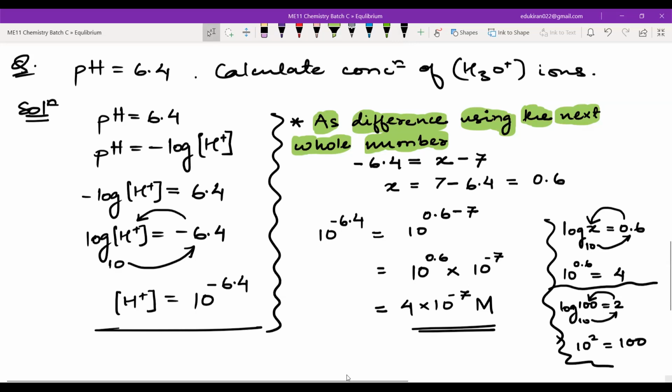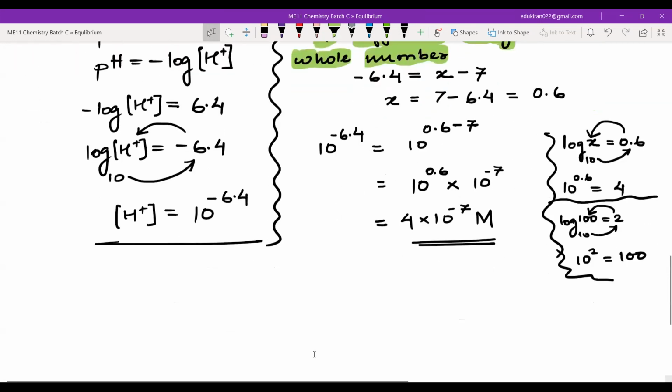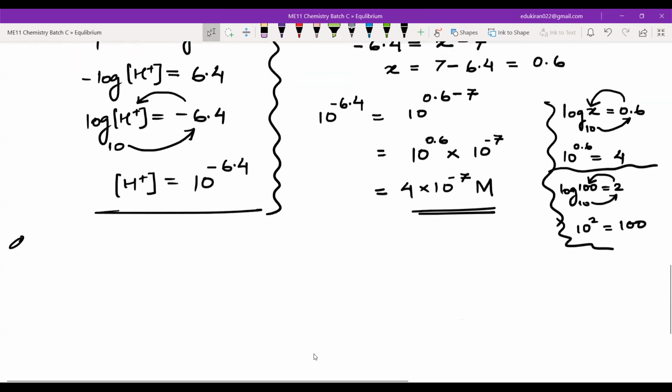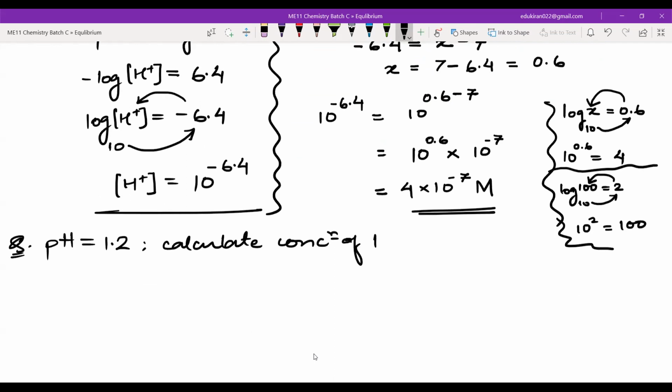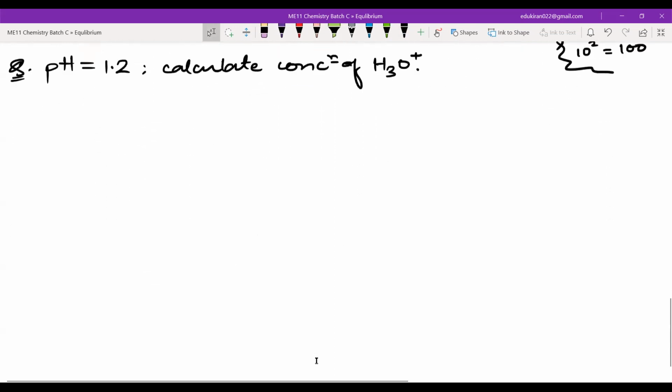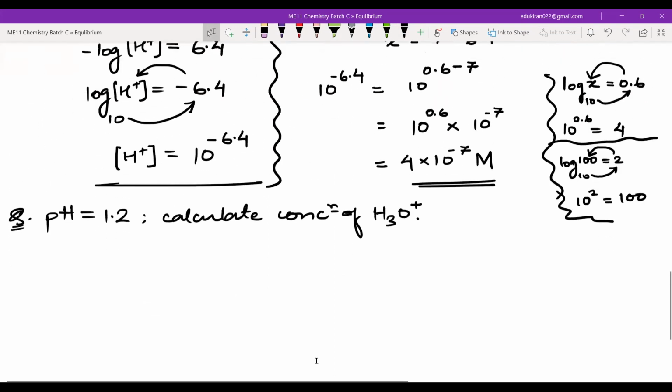So I'm giving you a question. I'm giving you the pH. You have to calculate the concentration of H3O plus ions, okay? pH is equal to 1.2. Calculate the concentration of H3O plus. So just as we did the previous example, please try this.